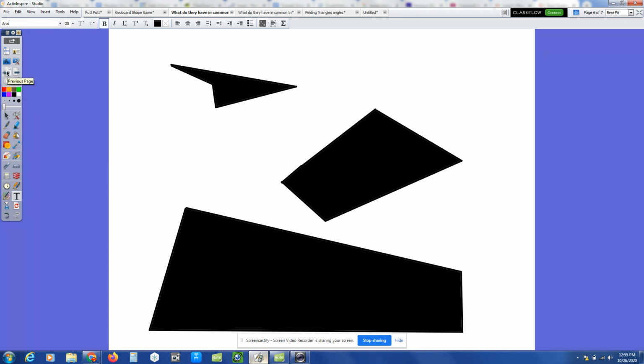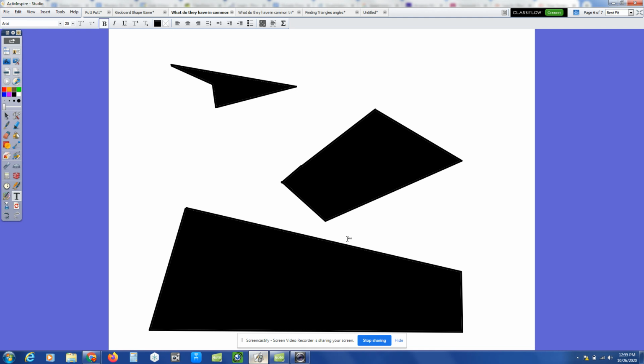Okay, if you notice, the only thing they have in common is that this one has a right angle, but nothing else has right angles. This has acute and obtuse angles, and this has acute and obtuse, but no right angles. So all three of them don't have that in common.